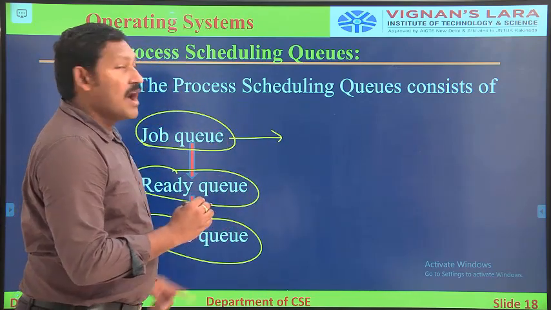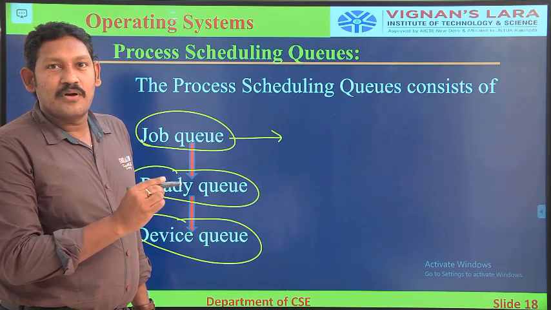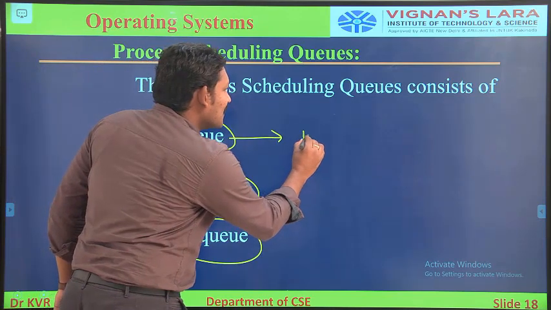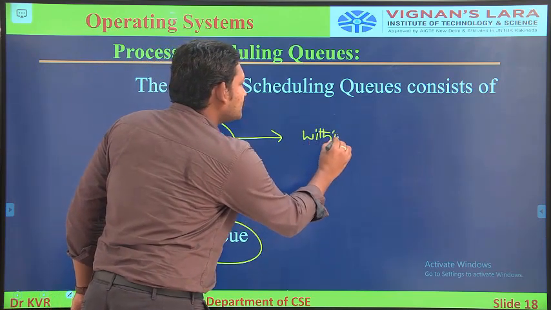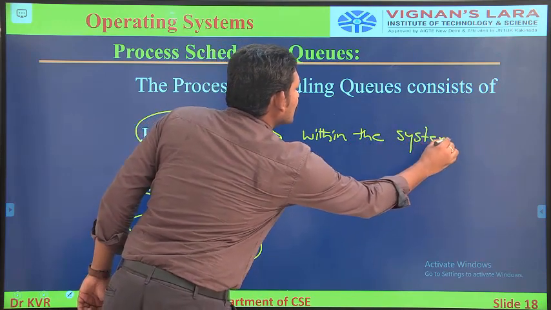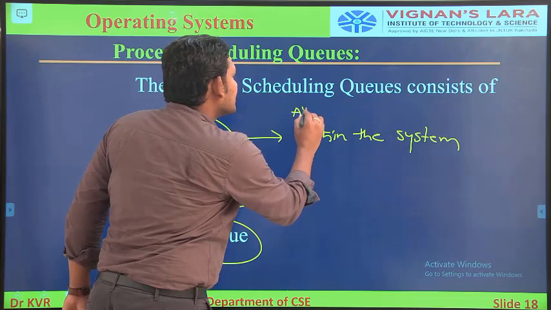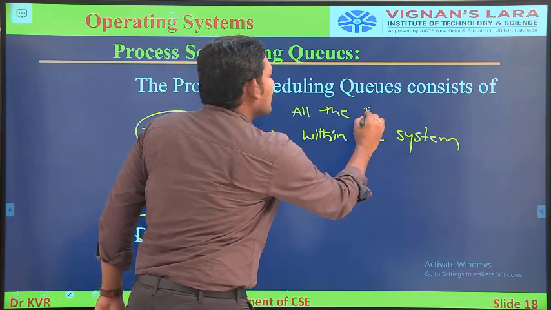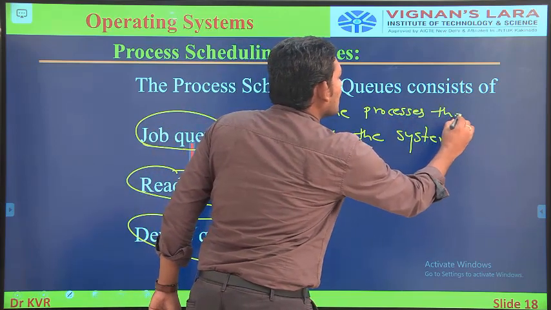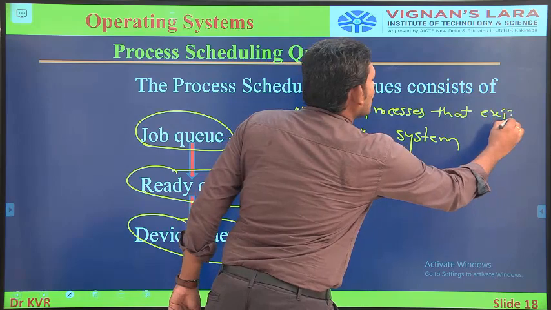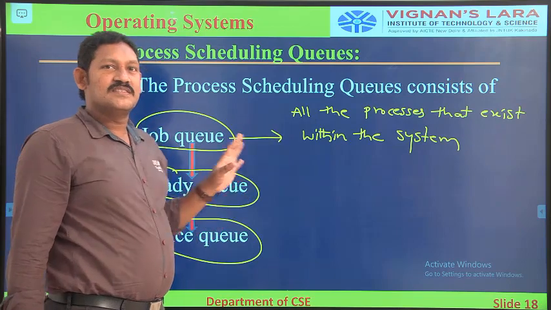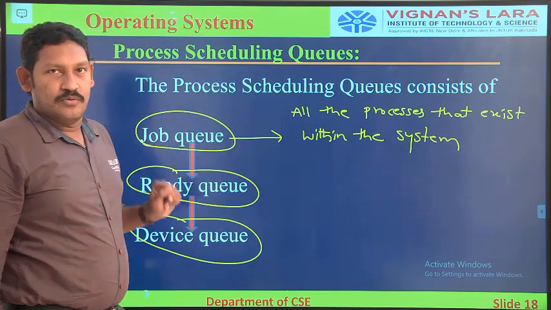In the job queue, all the processes that exist within the system will be kept. So all the processes that exist within the system will be kept in the job queue.